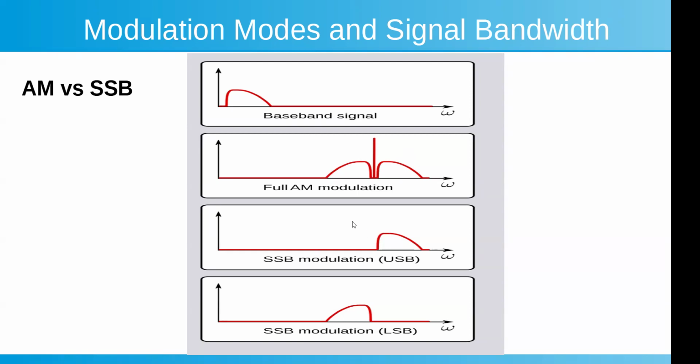And when we do single sideband, we usually, by filtration, get rid of the carrier and a sideband, and you pick whichever one, either upper or lower.